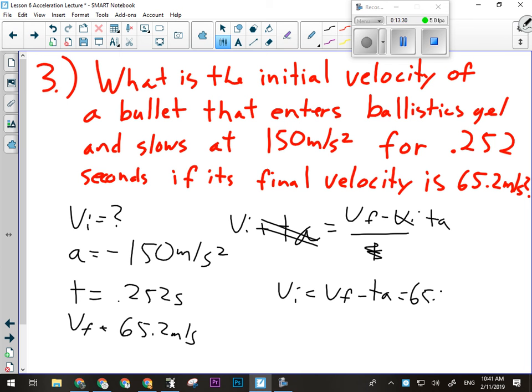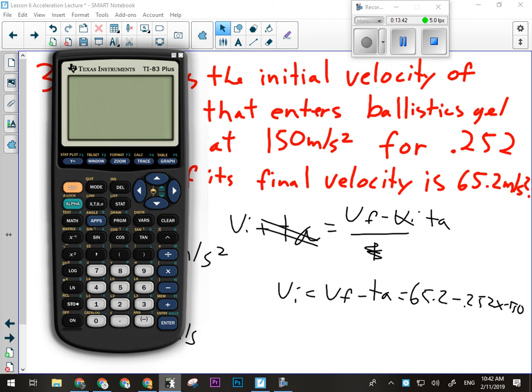So that'll be 65.2 minus 0.252 times negative 150 meters per second. And that negative there is crucial because that means I'm actually going to end up adding it together, giving me a larger number for VI, which makes more sense. Okay, so 65.2 minus 0.252 times negative 150. Right, giving us an initial velocity of 103 meters per second.